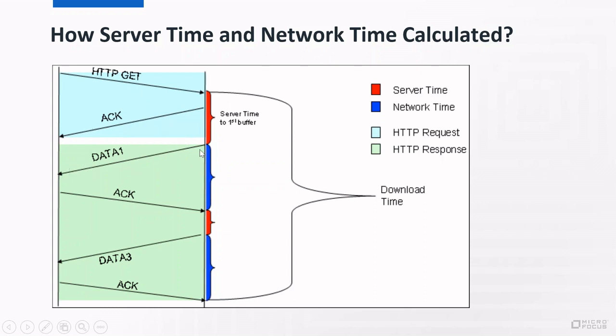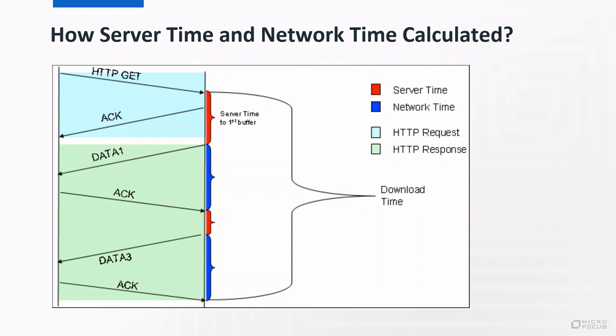Once acknowledged, data transmission will get started. The red color mentioned is the server time. The server processes the data and sends it, and now the data is on the wire, basically on the cable and the network devices. That's where the network time comes into the picture. Again server time, and again network time. That's how it is calculated.